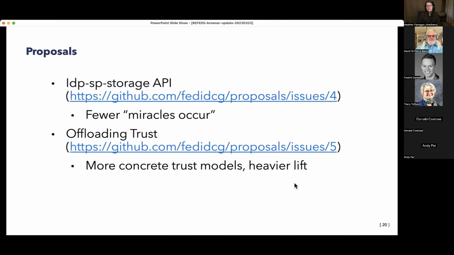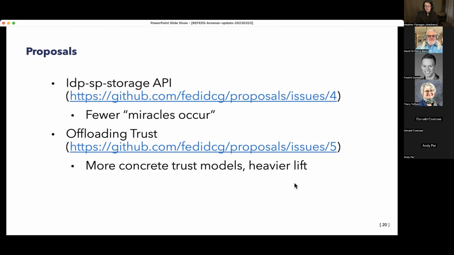So what did we come up with? We came up with two proposals. We came up with an IDP SP storage API, and we came up with one that we called offloading trust. You can read through the links. They are still actively being discussed, particularly issue 4 right now. One way they've been described is that for issue 4, fewer miracles occur, fewer things have to happen in order for that to be implemented.